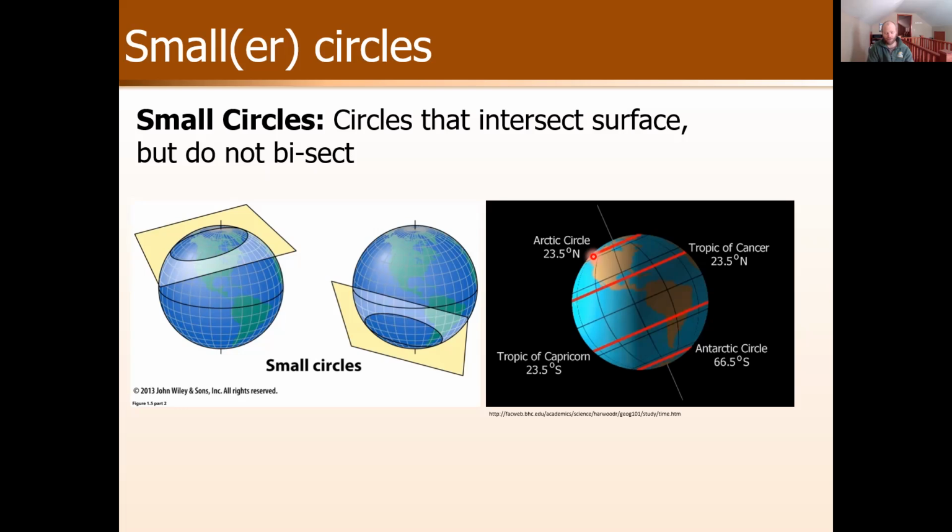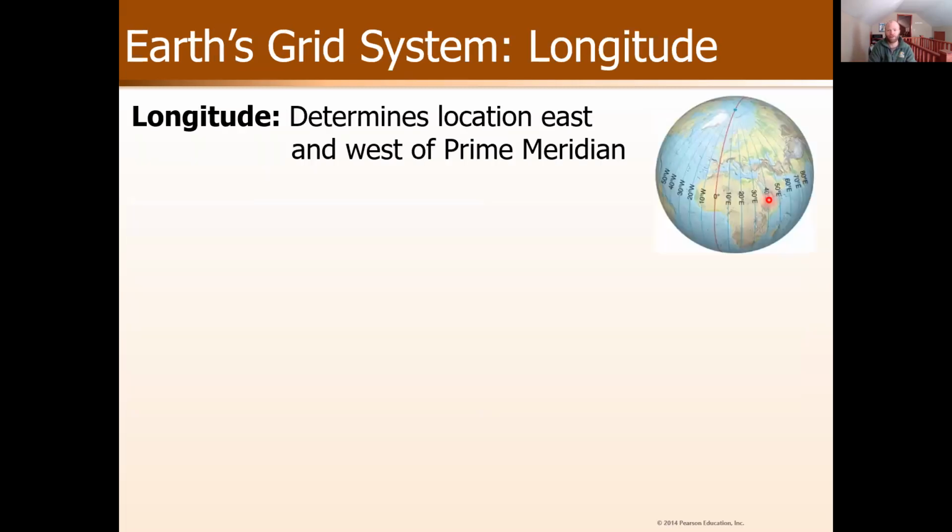The Arctic and Antarctic circles are examples of a geographic small circle grid. Let's now turn our attention specifically to longitude and latitude and think about how they're set up and how they work, as this is fairly basic information, but we need to start somewhere and continue to apply this knowledge in greater detail moving forward. So here we go.